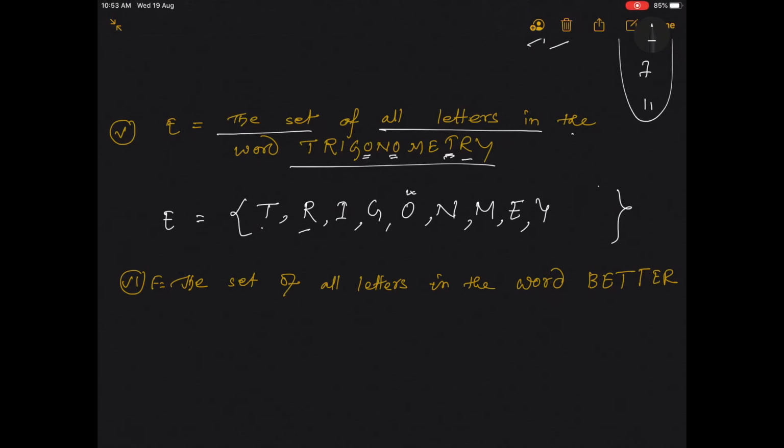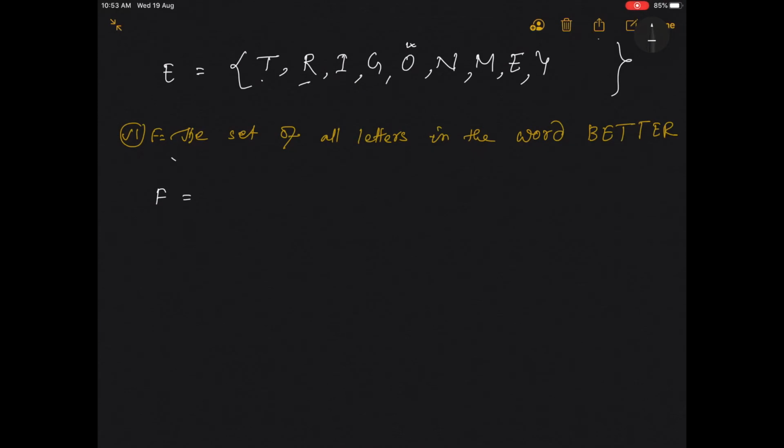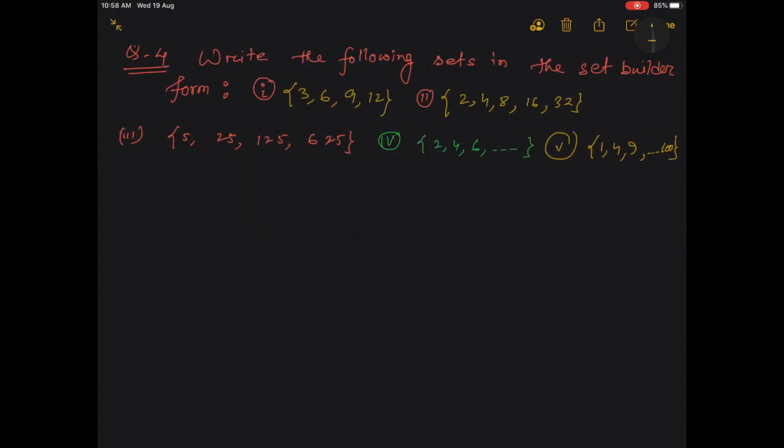Now the last one is the set of all letters in the word better. So here also B, E, though there are two T's, write only one. Then R. So this is the set in roster form. Hope you have understood this. So now let's move on to the next question.